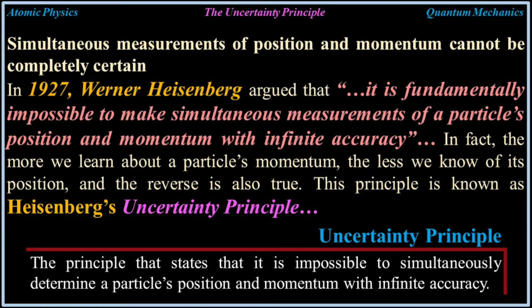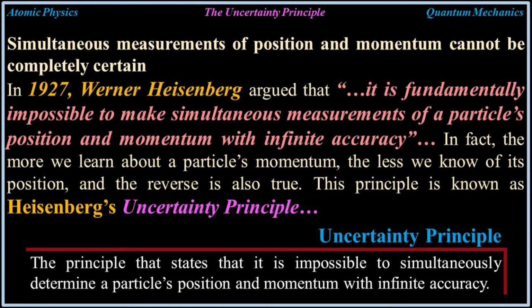Simultaneous measurements of position and momentum cannot be completely certain. In 1927, Werner Heisenberg argued that it is fundamentally impossible to make simultaneous measurements of a particle's position and momentum with infinite accuracy. In fact, the more we learn about a particle's momentum, the less we know of its position. And the reverse is also true. This principle is known as Heisenberg's uncertainty principle.